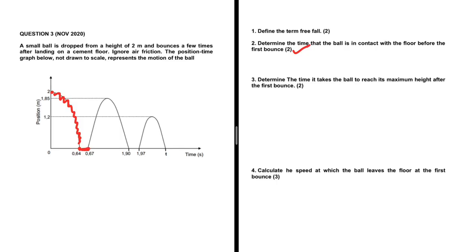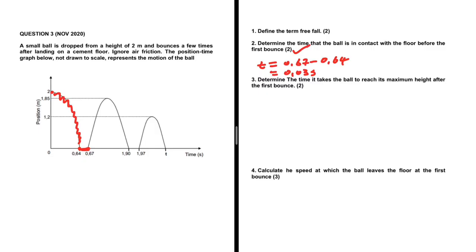So how much time does the object spend in contact with the ground? We're going to have t equals 0.67 minus 0.64. Okay, so what is 0.67 minus 0.64? We have 0.03. So t equals 0.03 seconds. The ball spends 0.03 seconds in contact with the ground. That is the answer to the second question.